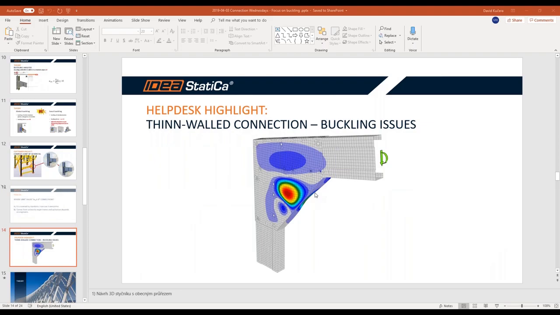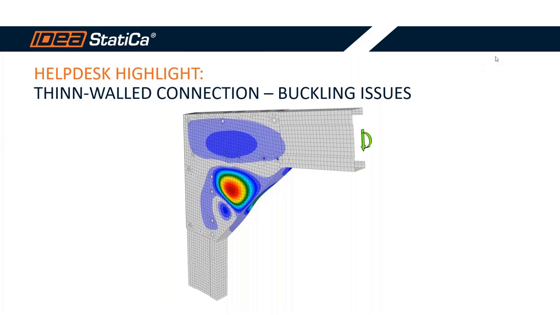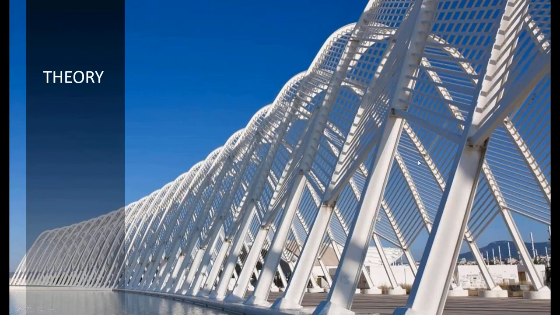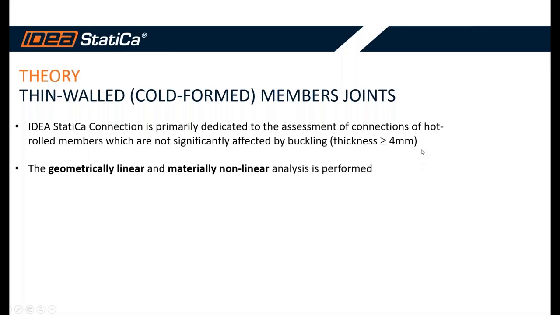Just now, let me give the word to my colleague, and he will explain the second example. Thank you very much, David, for the presentation, and I will continue with the second example. We will talk about the Helpdesk highlight, thin-walled connection, and buckling issues. But the first thing, we have to mention a small amount of theory.